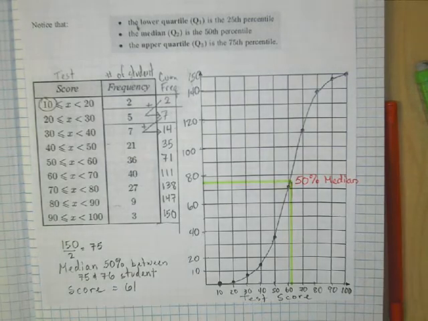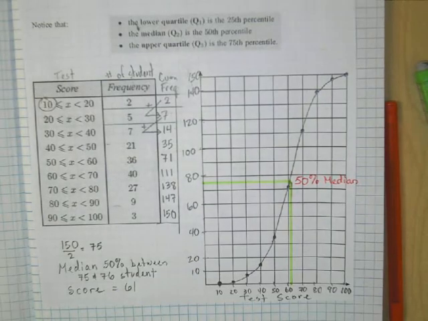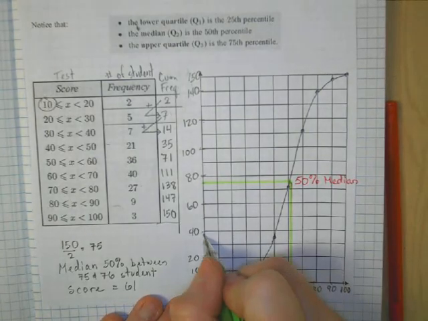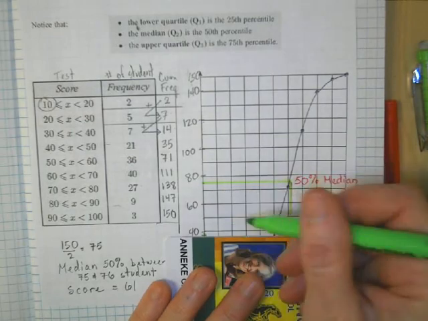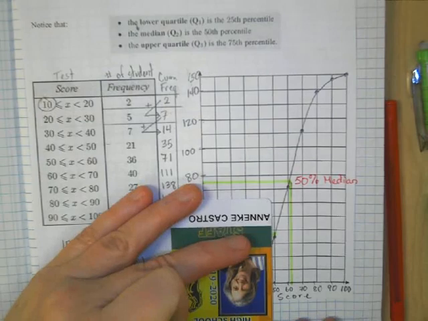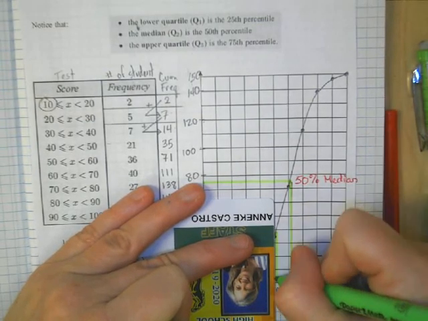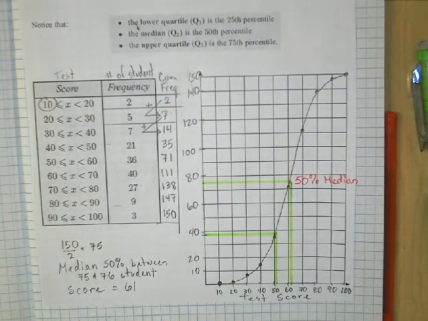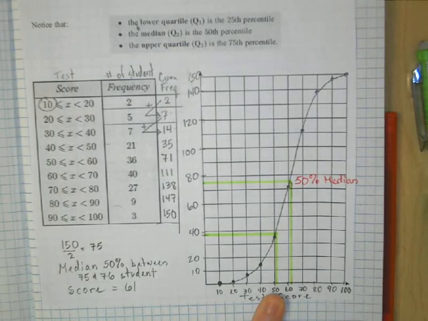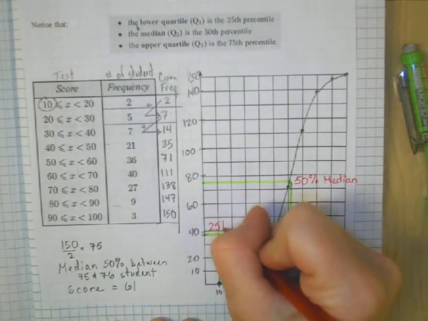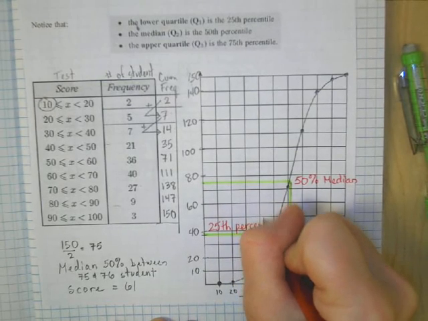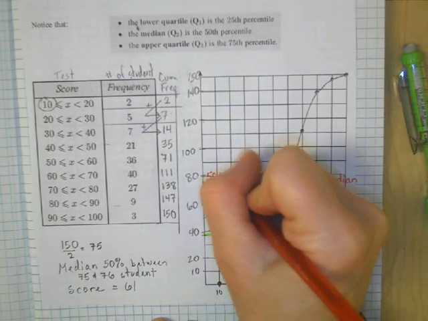Well, if I wanted the 25th percentile, I would take half of that. Half of 75 would be 37 and a half, so that would give us the 38th student. The 38th student would be about here. Again, I can take this and go over to my graph and then go straight down. That's around 50, 51 would be my 25th percentile score. So this would be my 25th percentile, and this would be my 50th percentile.